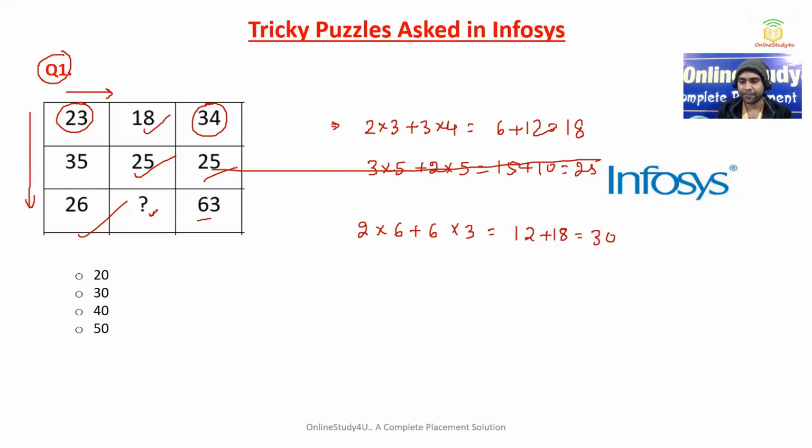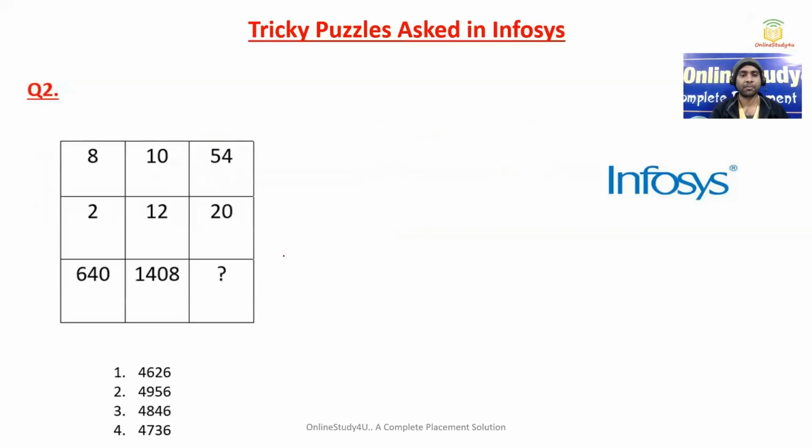So this is definitely a tricky puzzle question which was asked in the Infosys examination. And these are the questions which students were not able to solve, and that is the reason I said Infosys rejected 60% of the students only because of this puzzle. Let us see the next question.